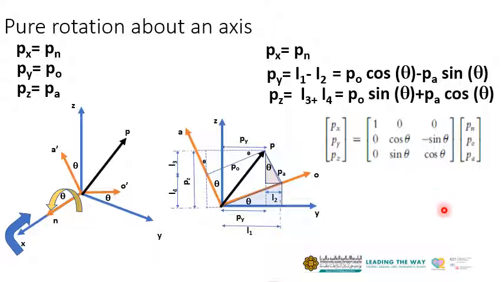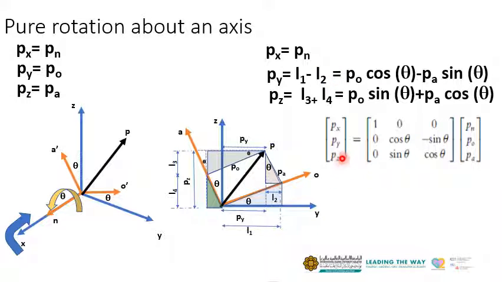Similarly, for PZ, which I forgot to mention earlier, this is PZ. So PZ is basically L3 plus L4. If you see this triangle, then we can see that L3 is PO sine theta, whereas L4, from this triangle, is PA cos theta. So this is the relationship. We have to note here that Px is equal to Pn because x and n are still coinciding with each other. So the coordinate of Px and Pn will remain the same.